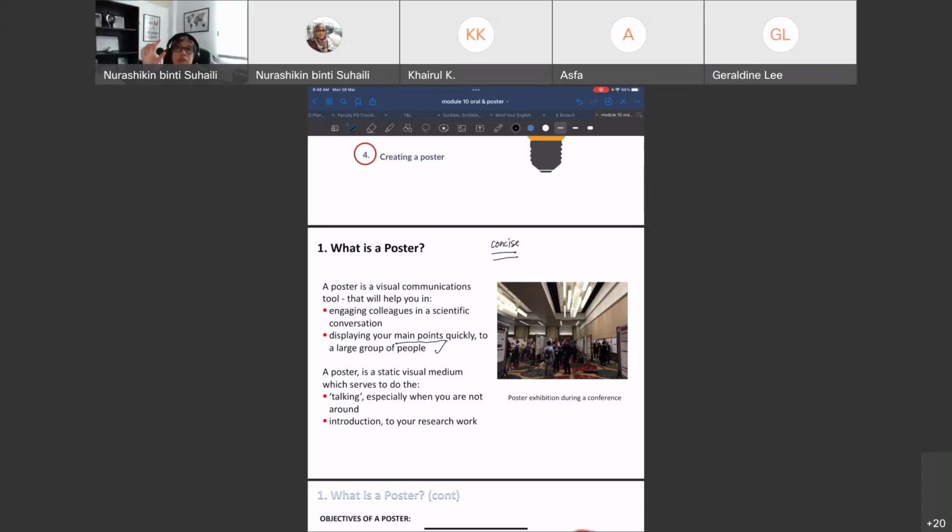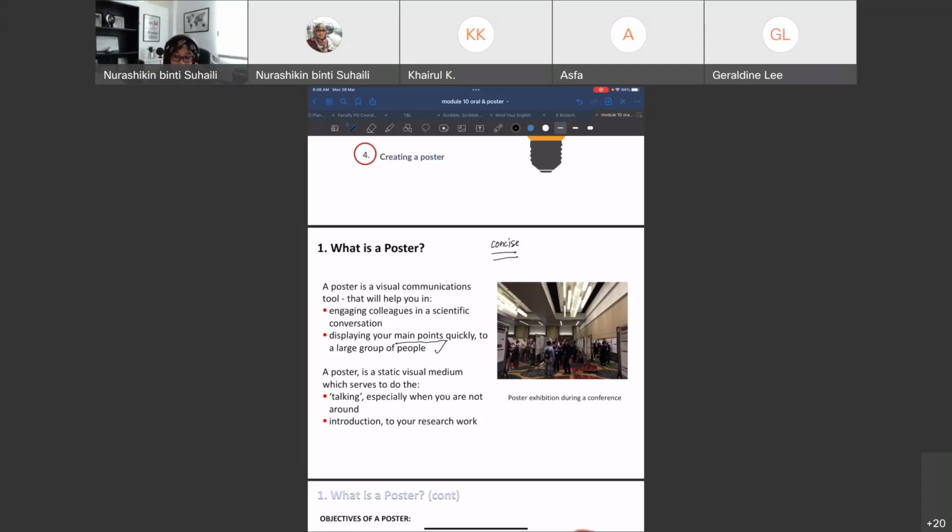so it should be able to stand alone, a good poster. Meaning to say that without the help of oral explanation, the audience who read your poster should be able to grasp the information on the poster. So that is a good poster. It means that they can understand your work, they can get the message of the research. Okay, so it should do the talking. So how to create that kind of poster?